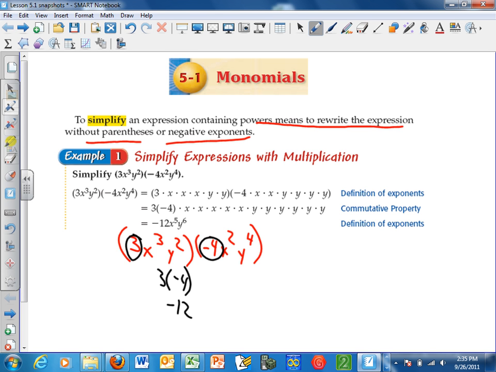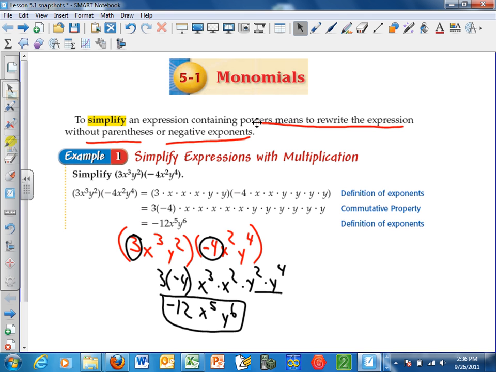And then I'm going to take x to the third times x squared and use the product rule. The product rule says I add exponents on my like bases, so that'd be x to the fifth. And then I want to take y squared times y to the fourth. Same thing there, we add exponents, so that would be y to the sixth. So when I multiply those two monomials, that's what you get.